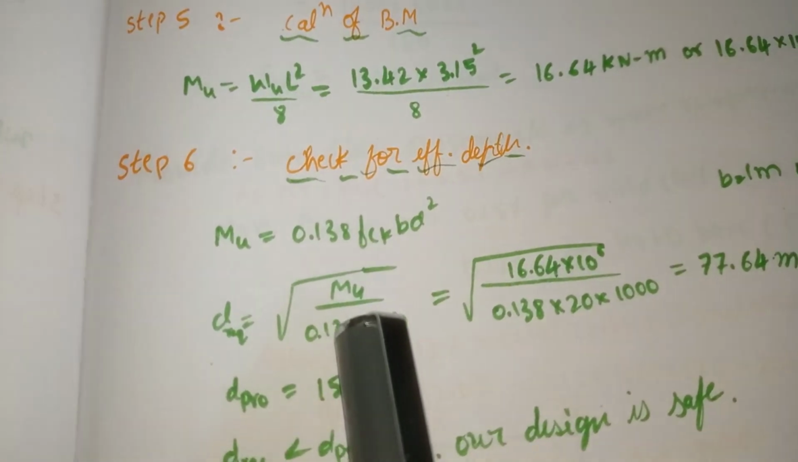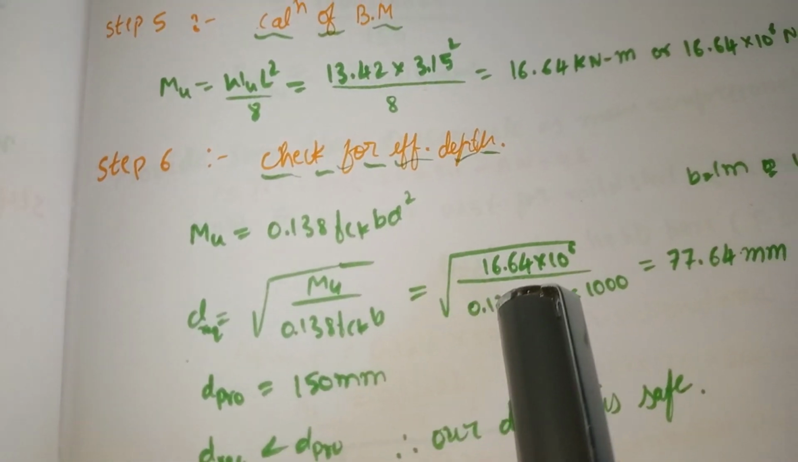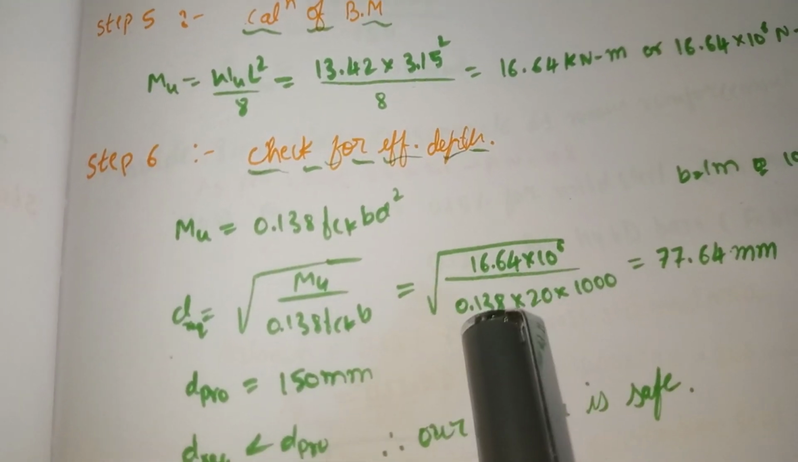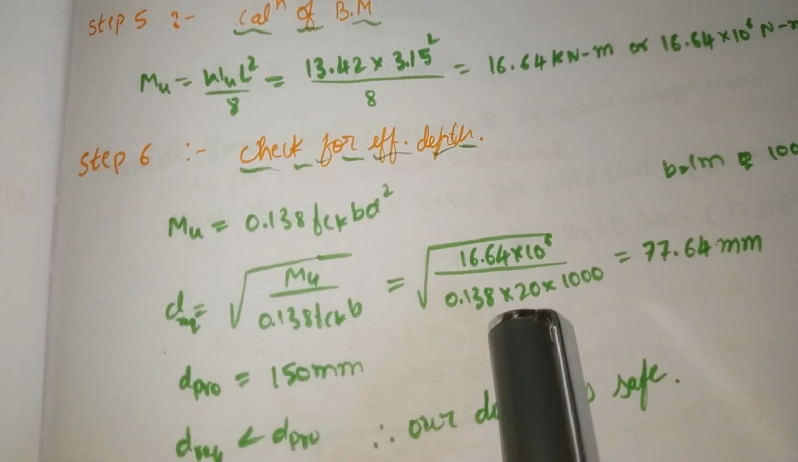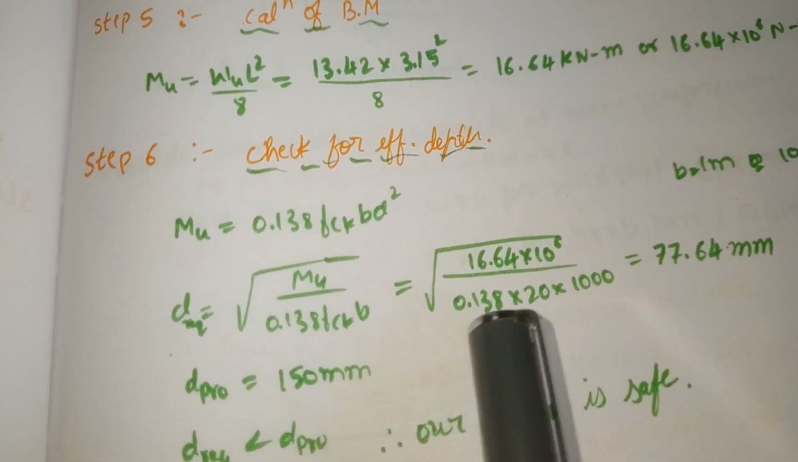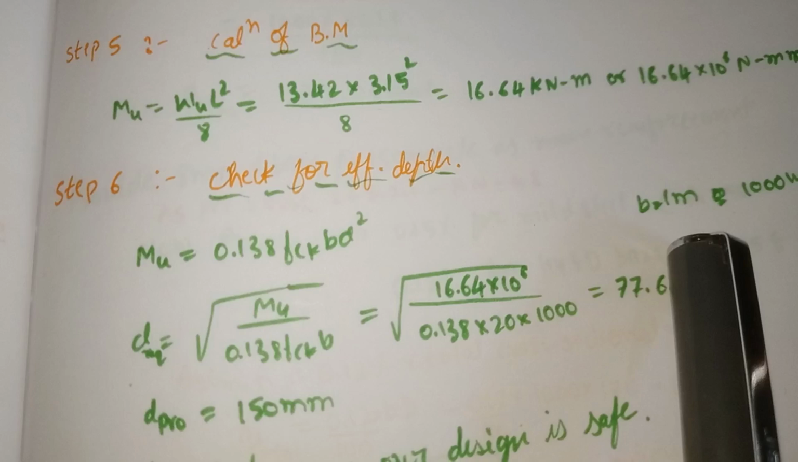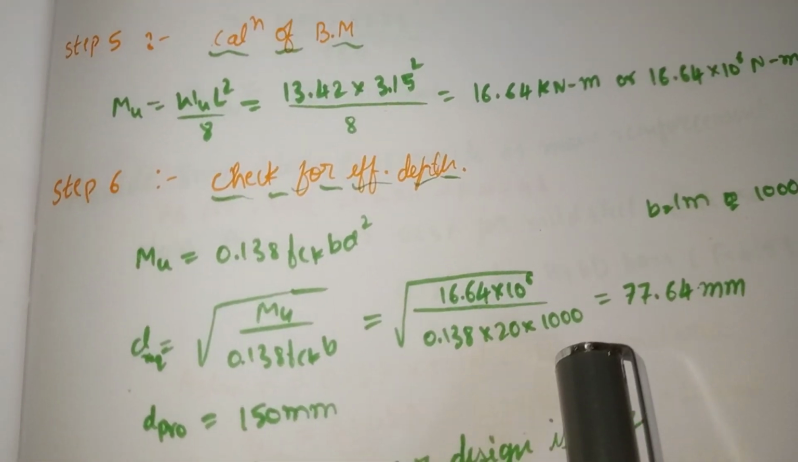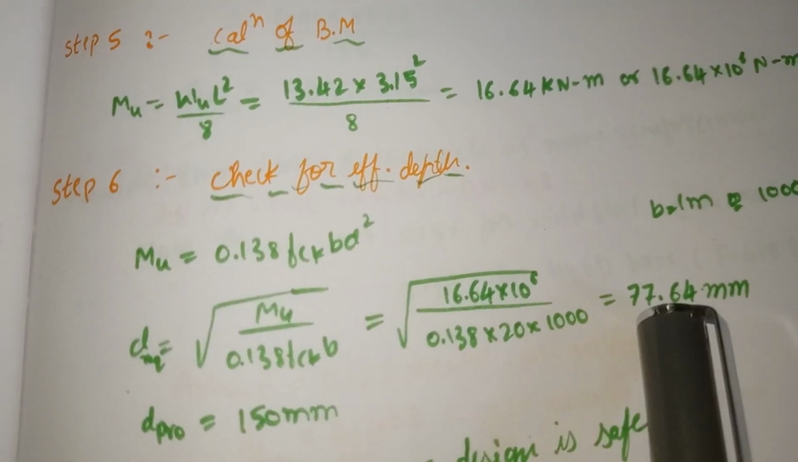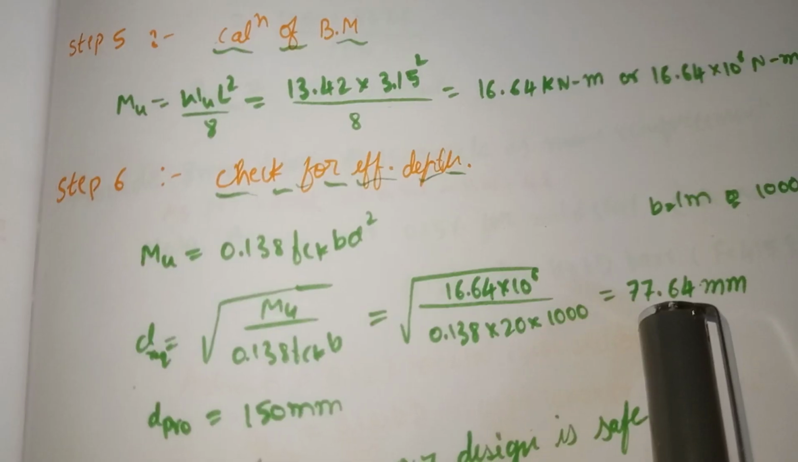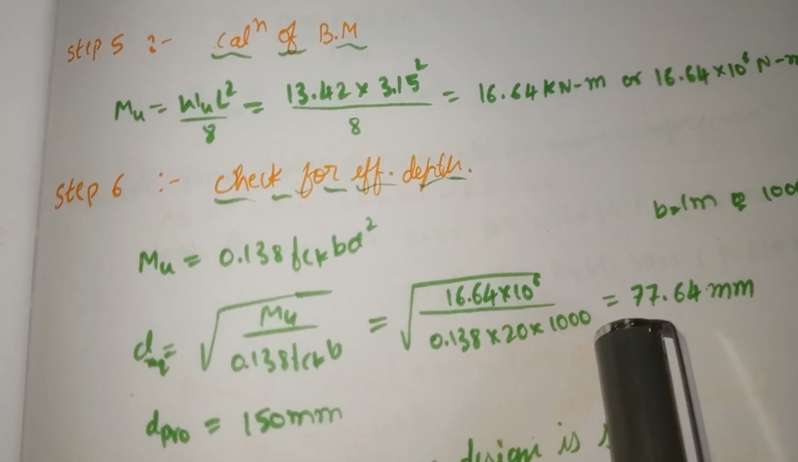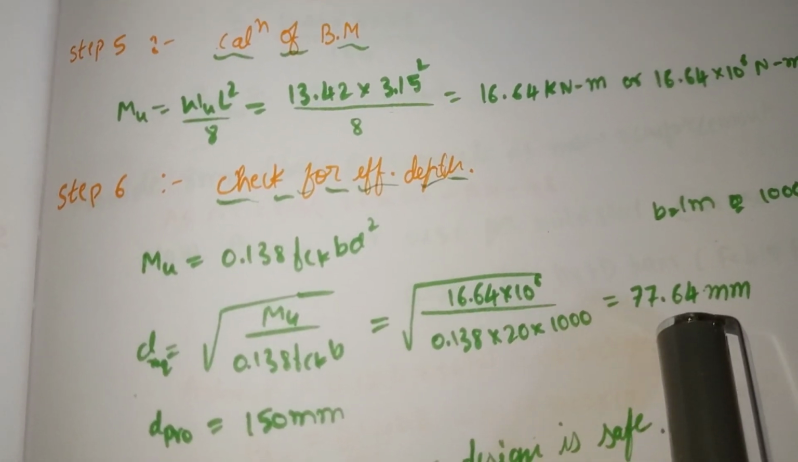So now, after rearranging, substitute all the values. Mu value we got was 16.64 into 10 to the power of 6, 0.138 into 20, fck value is 20, and b we have to take 1 meter. 1 meter is nothing but 1000 mm. So after substituting and simplifying we'll get d required value as 77.64 mm.